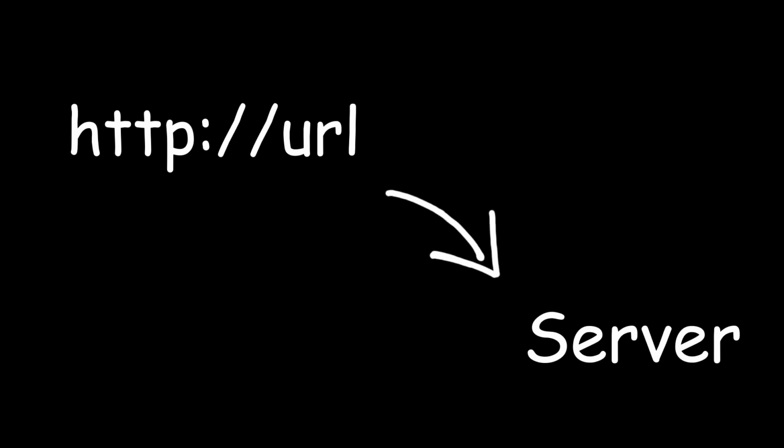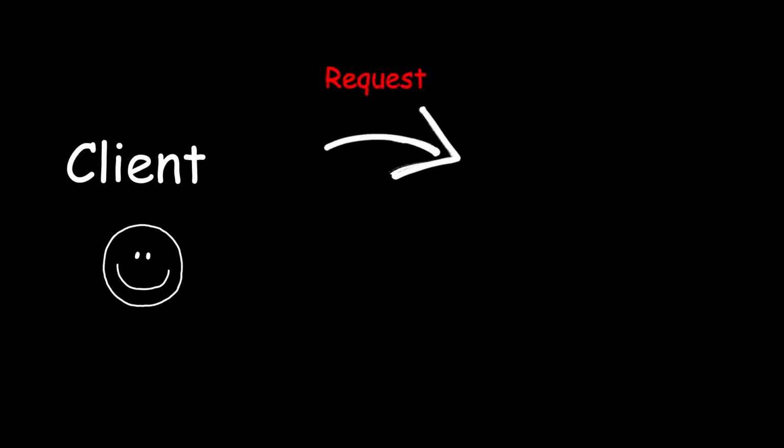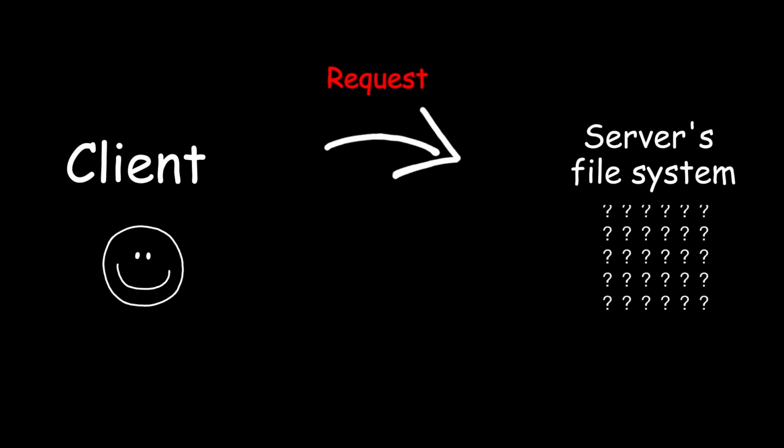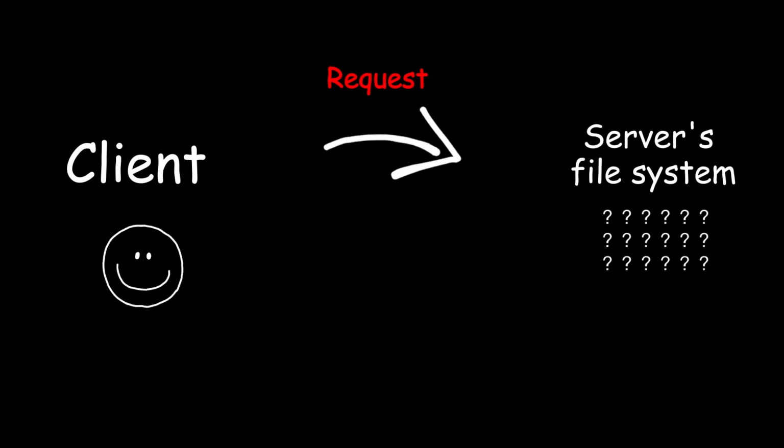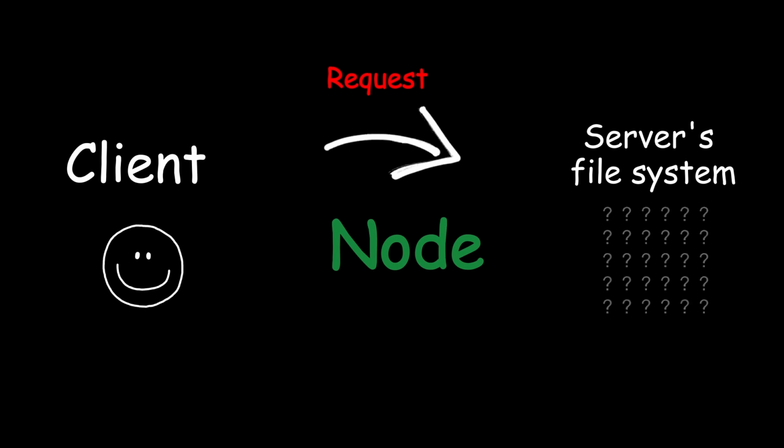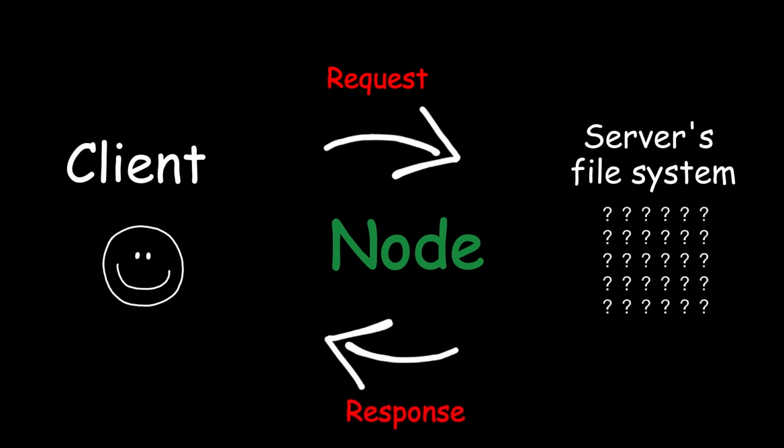How it works. You actually visit a URL in your browser that points directly to your server. When a request is received, we can use Node to handle that request and read a file from the server's file system that responds to the client so that they can view the HTML in the browser.